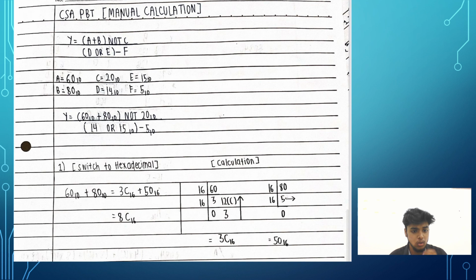So the first step is writing the numbers into the manual calculation steps. Let's go to the first part, which is a plus b, which is 60 plus 80. Since the numbers are in decimal, we have to convert to hexadecimal. Let's look at the calculation. 60 divided by 16 ends up at 3 remainder 12, and 12 is C, so 60 decimal to hexadecimal is 3C. Next, 80 divided by 16 ends up at 50 hexadecimal. So let's go to the second step.